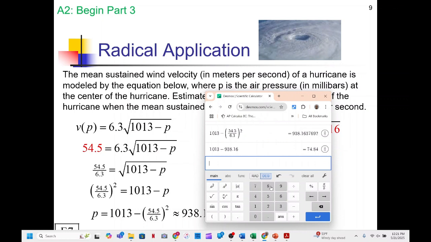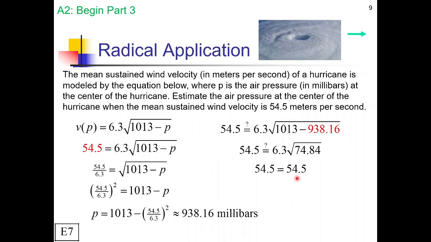So square root of 74.84, and let's actually put a 6.3 out in front. So that comes out to about 54.5. And it's going to be a little bit inaccurate because we rounded off here, but yeah, this definitely works.